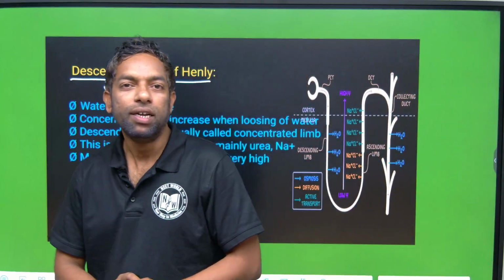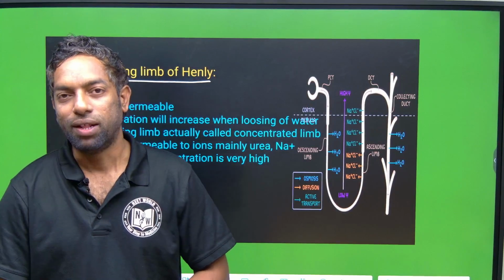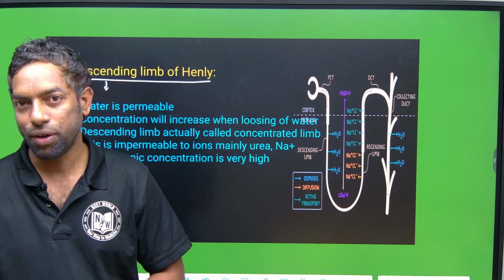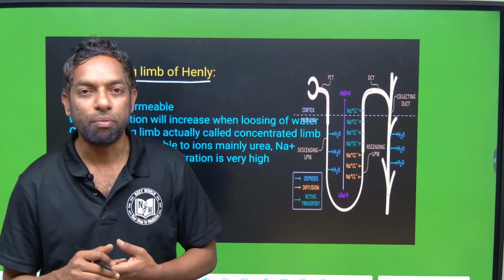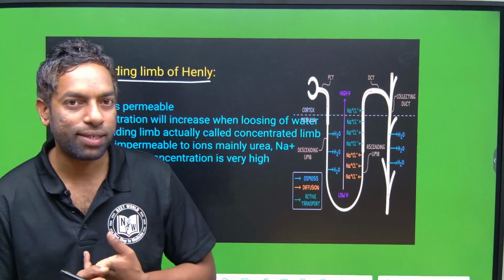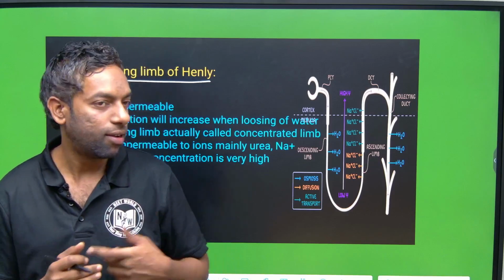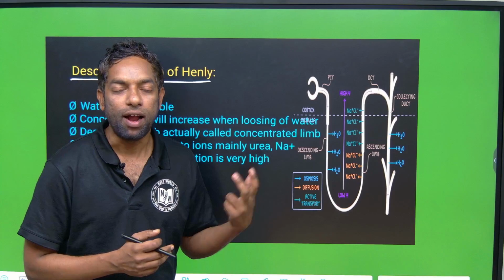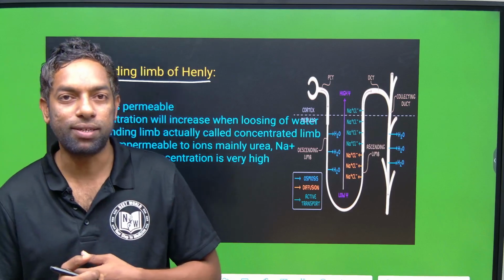Hi guys, today we are going to discuss urine formation. There are different stages in urine formation, as you know: glomerular filtration, tubular reabsorption and tubular secretion. In that way, we have completed glomerular filtration, and now we are going to discuss tubular reabsorption and tubular secretion.